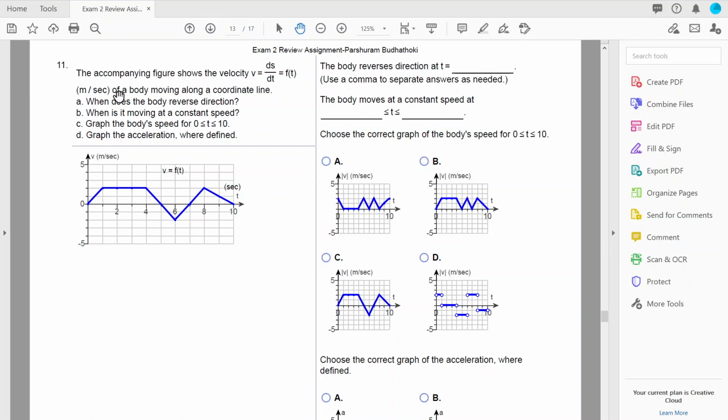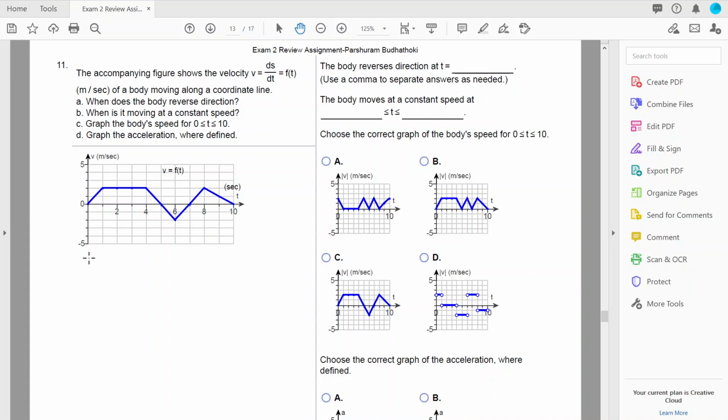The first one is, when does the body reverse direction? So remember, if the velocity is 0, it should go from positive to negative or negative to positive. That means the body would reverse direction. So look at this graph and find the time when the velocity is 0. You don't have to worry about the starting time, because before the starting time nothing is happening, so you don't have to consider 0.